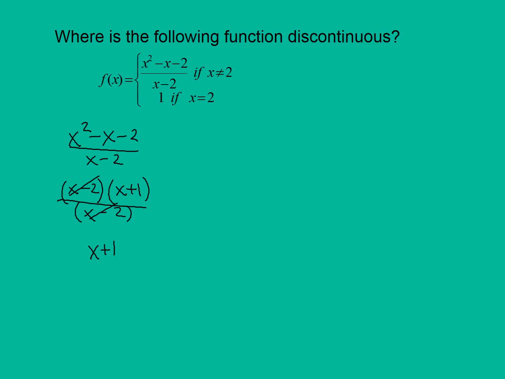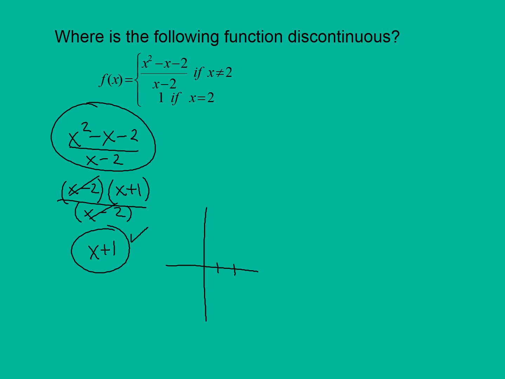So x plus 1 is equivalent to x squared minus x minus 2 divided by x minus 2, except at 2. Because notice, if we plugged in the value 2, we get 0 in the denominator, so it's undefined. But if we plugged in 2 for this, we would get 3. So if we were to graph the original function, it would look like the straight line x plus 1, but it would not be defined at 2.